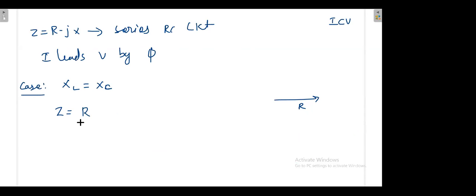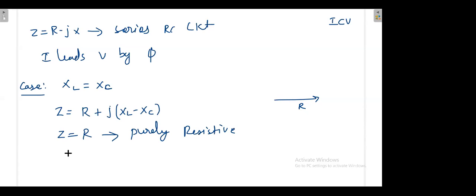What is the general formula? Z is equal to R plus j(XL minus XC). If XL is equal to XC, then there is no imaginary term. Finally, Z is equal to R. That means the network will behave like a purely resistive circuit. Once it is purely resistive, the current and voltage will be in phase. So I is in phase with V. What is phi? Phi is equal to 0 degrees. Then what is the power factor? When it is 0 degrees, cos 0 is 1, so the power factor is unity.